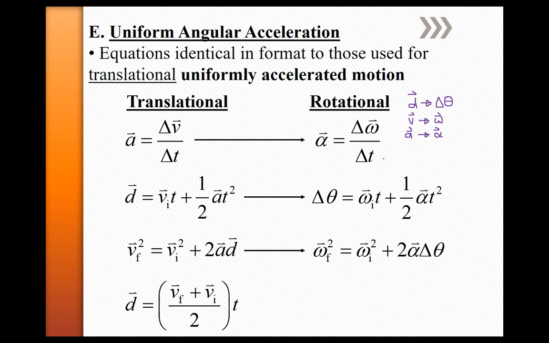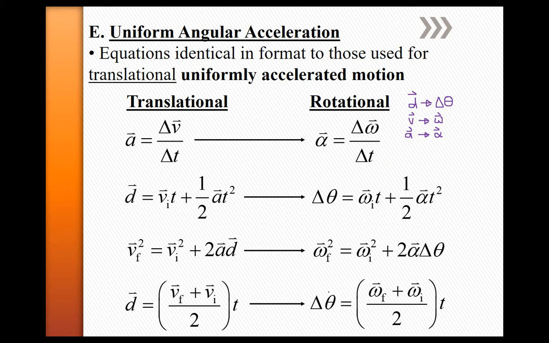D is (VF plus VI) over 2 times T, which would be delta theta equals (omega F plus omega I) over 2 multiplied by T. And I think the only other one, which we don't use very often, is D is VFT minus 1 half AT squared. So that'd be delta theta is omega FT minus 1 half AT squared.